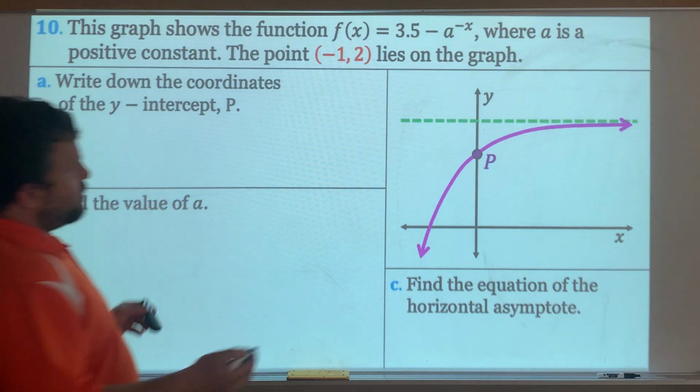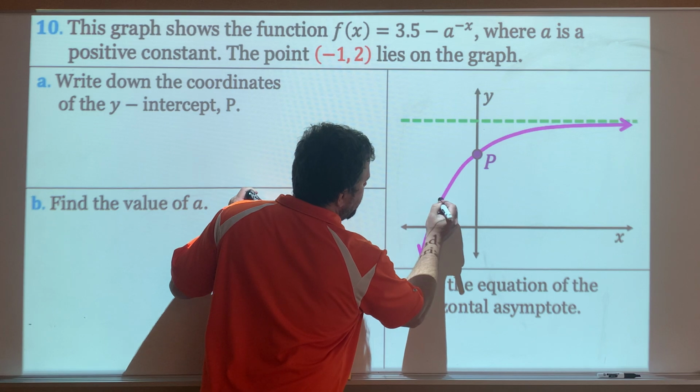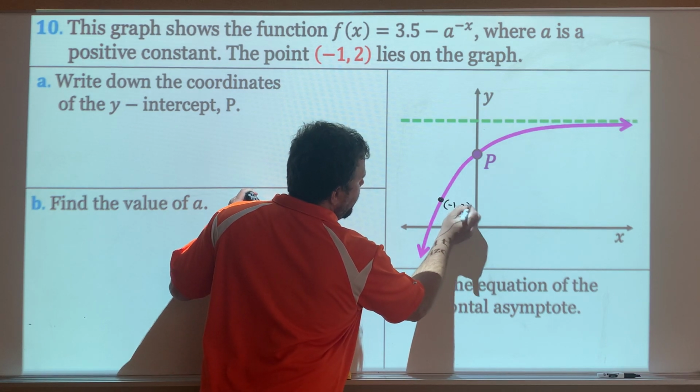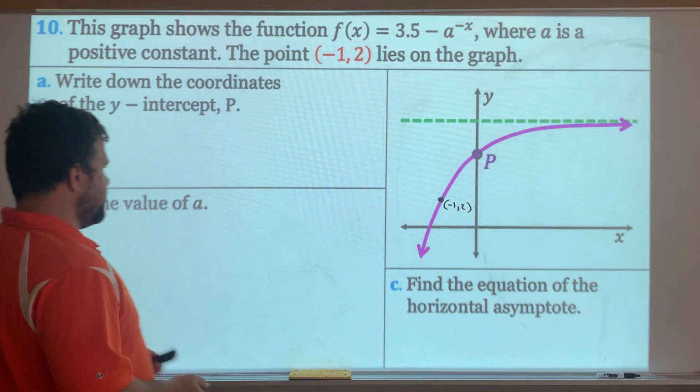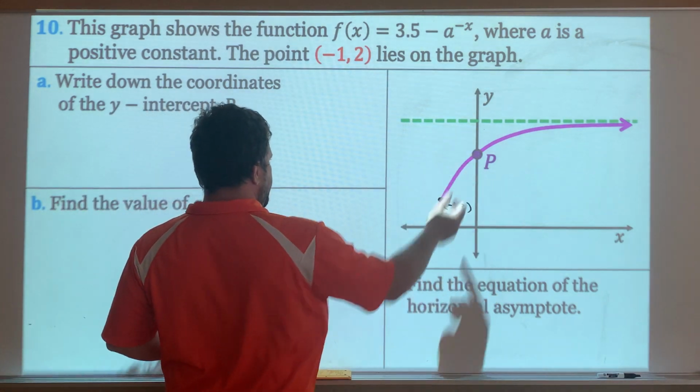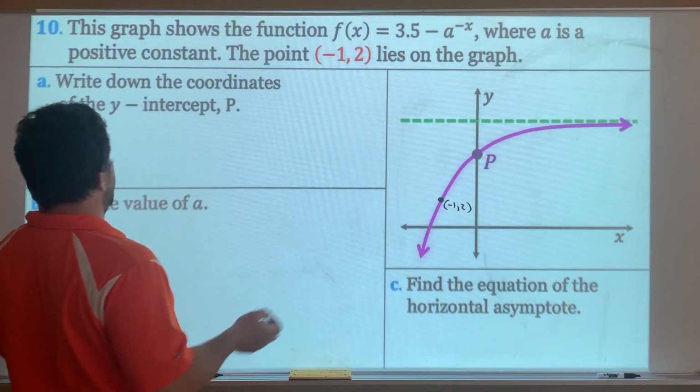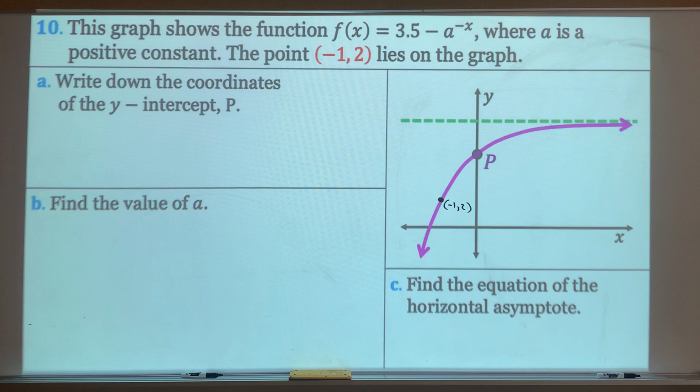So we know one of these points is -1, 2. It's right around there. We're trying to find P. Point P there, we don't know. So how do we find it? What's the first thing we're going to have to do? We want to find out what f of 0 equals, right?